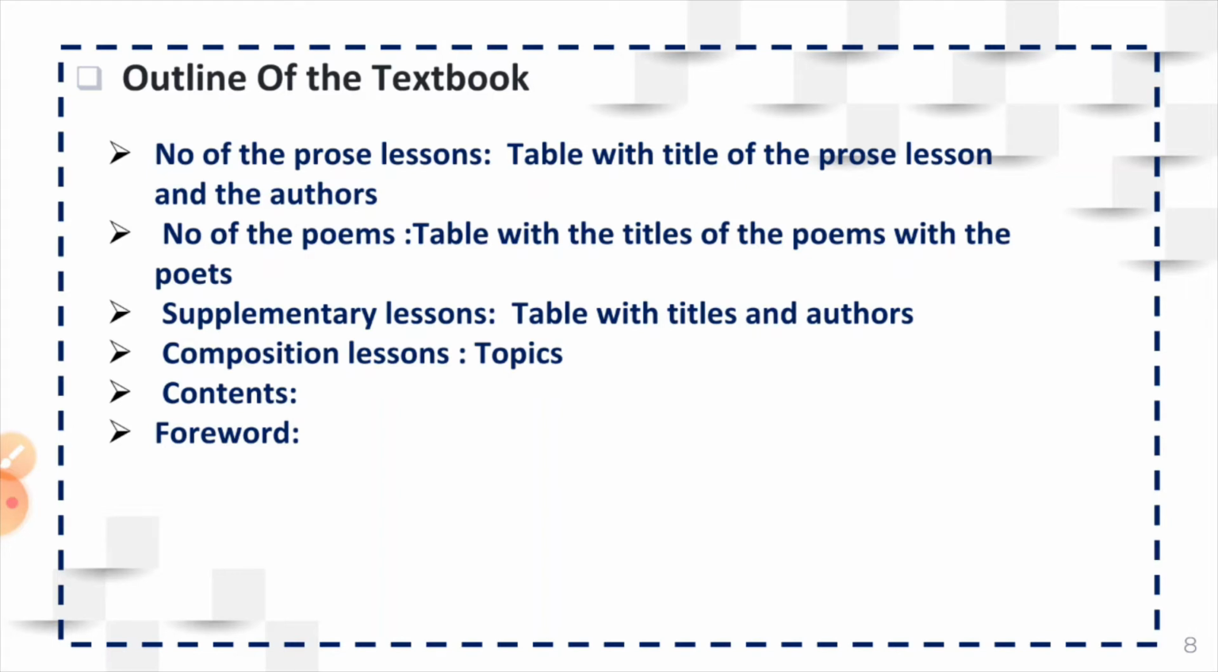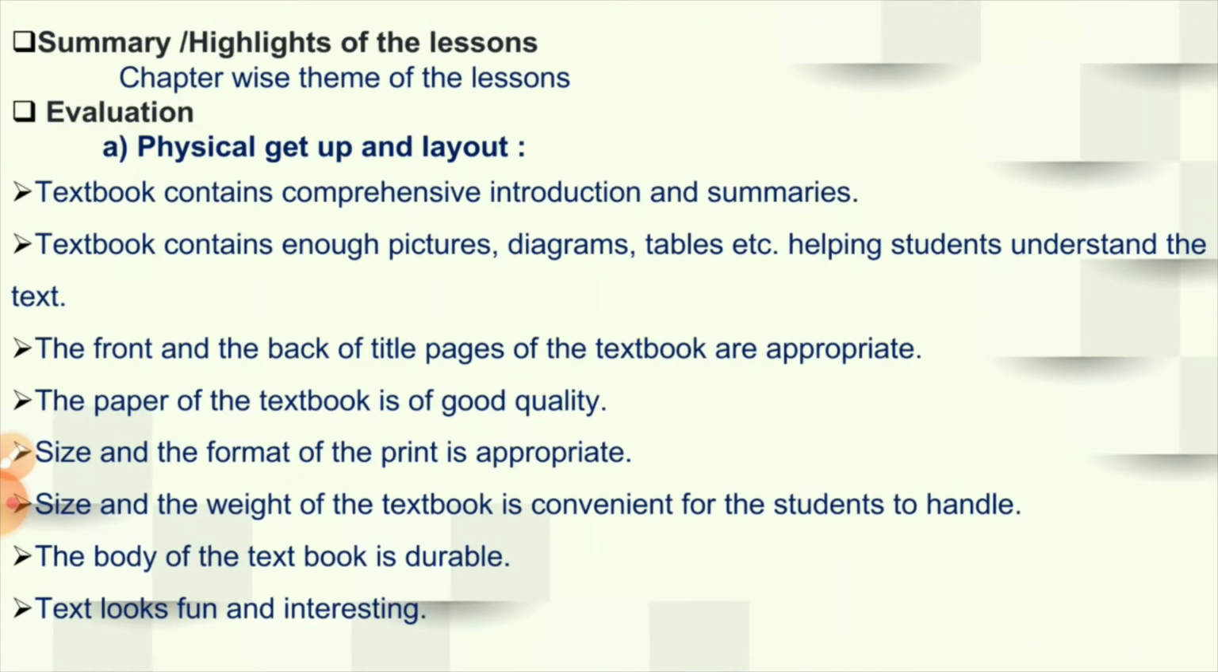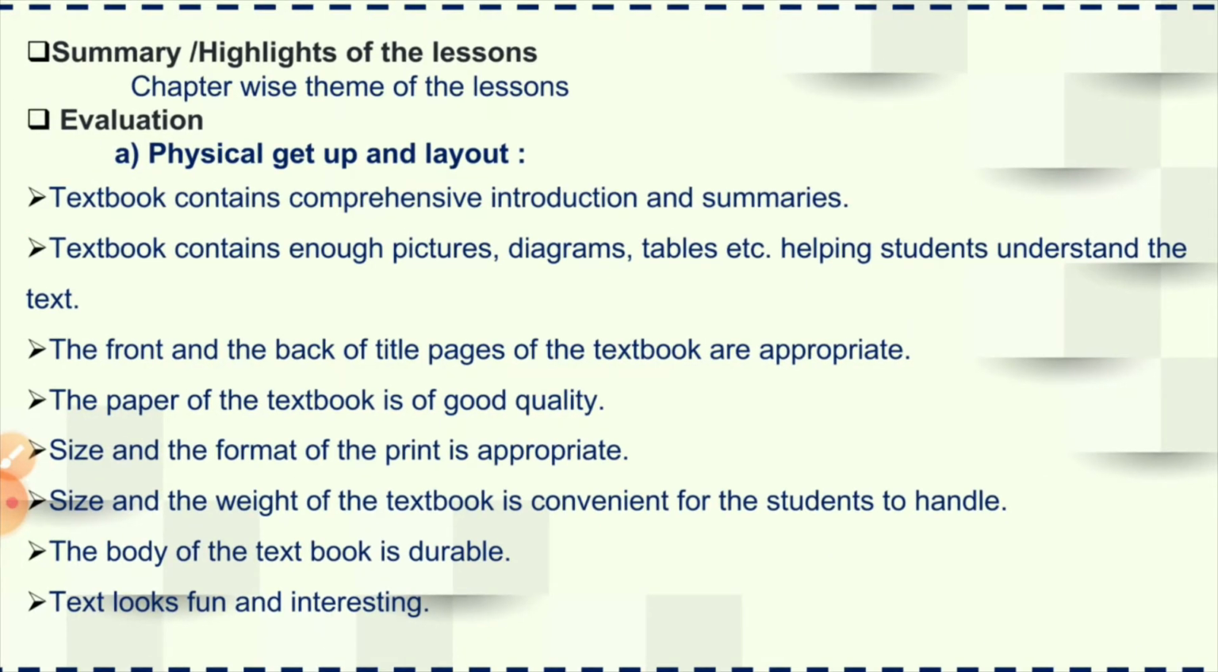Okay, next we need to write the summary or the highlights of the lesson. Here you are supposed to give the chapter-wise theme of the lesson. So how will you present it? Lesson number 1, title is this, author is the particular person, then the theme. Within 4 to 5 or 6 lines you can mention the theme of each chapter. Like that you can keep on writing the theme of the lessons.